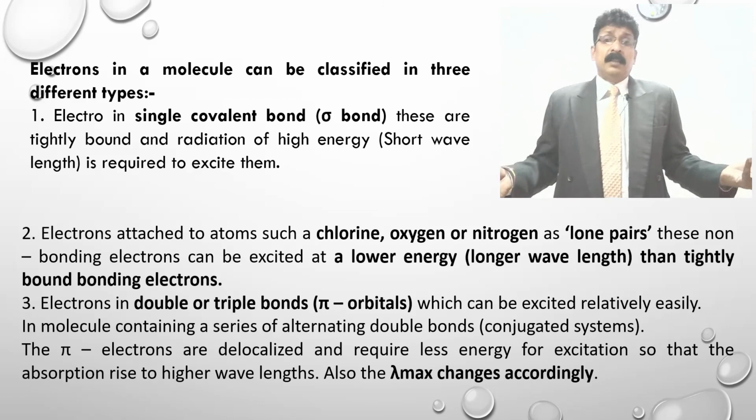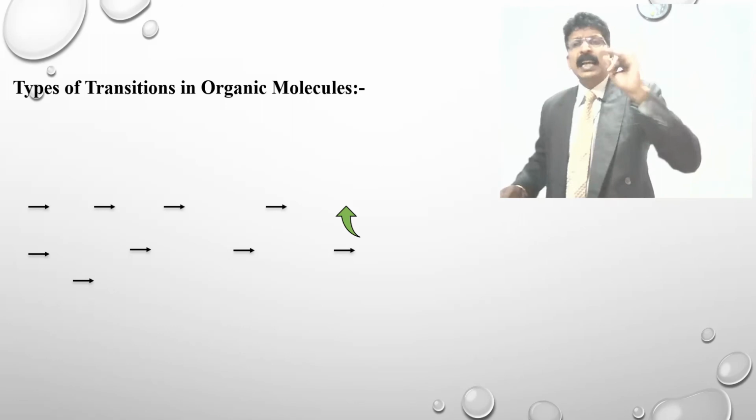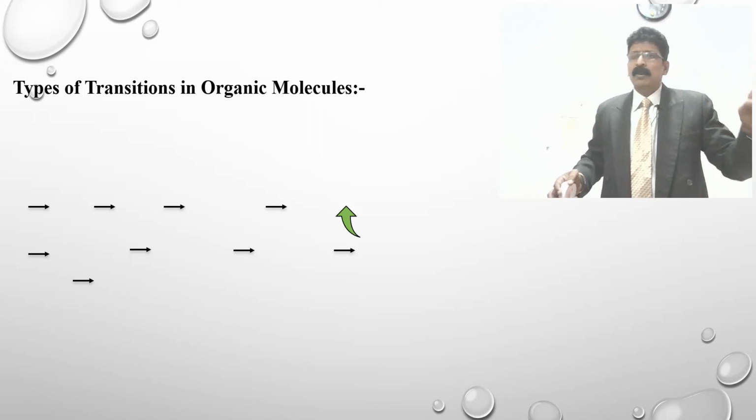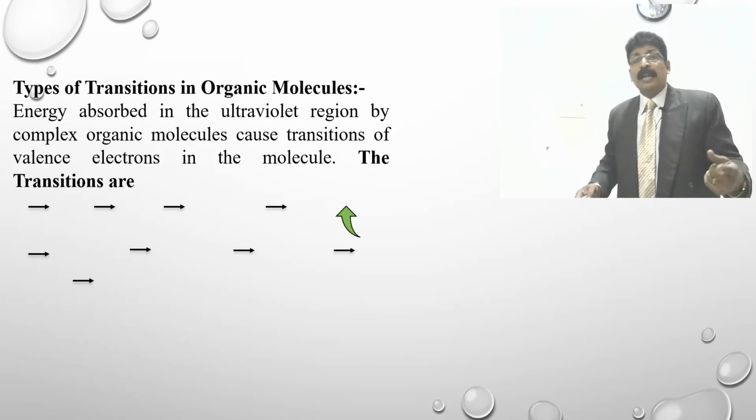And now, types of transition. When light falls on an organic molecule, what types of transition will occur? As we have discussed, there are three types: pi bond, sigma bond and lone pair of electrons. These may change the lambda max. And there are many transitions in an organic molecule, that means electron transitions take place.